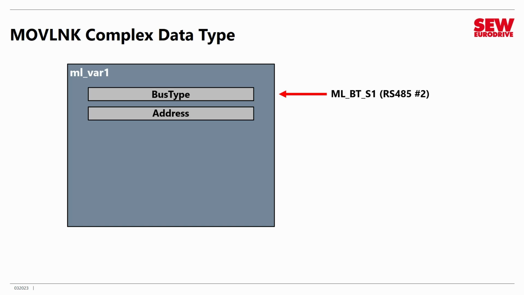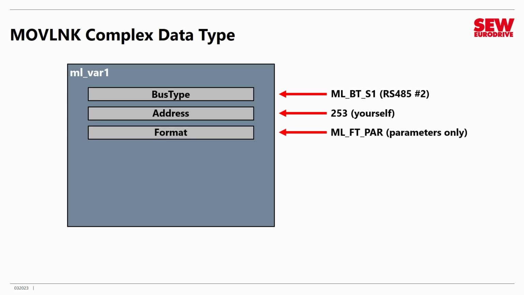Then the next variable within it is called address. This is the RS-485 address you're communicating to, and you give it 253, which is your own address. That makes you look internally. If you were communicating with another MoviDrive, you would give whatever its RS-485 address is. But in this case, you use 253. Then you have another variable called format, and in this case, we give it the constant MLFTPAR, which means we are only working with parameters.